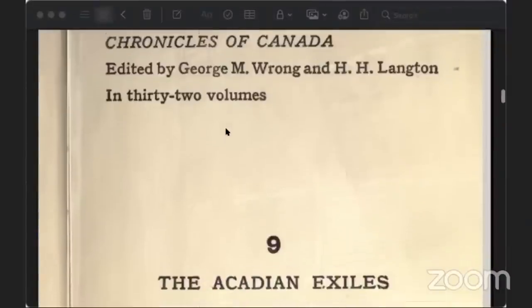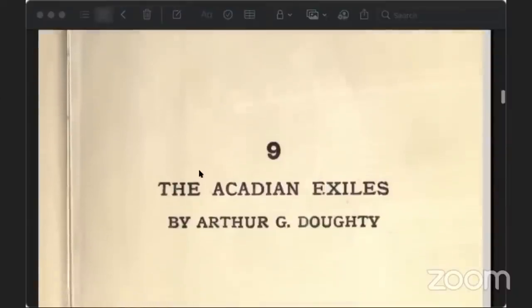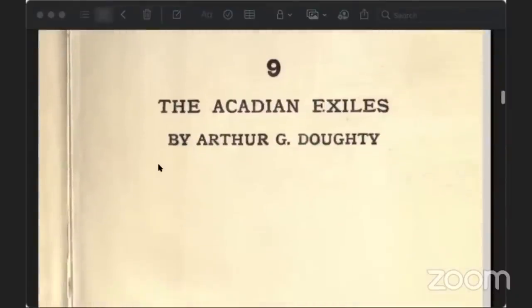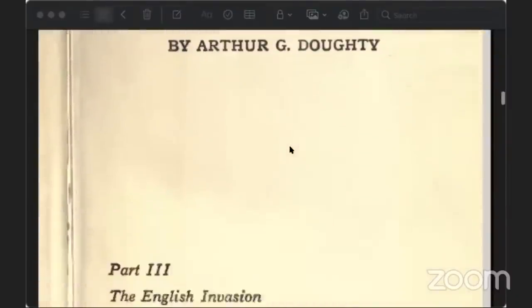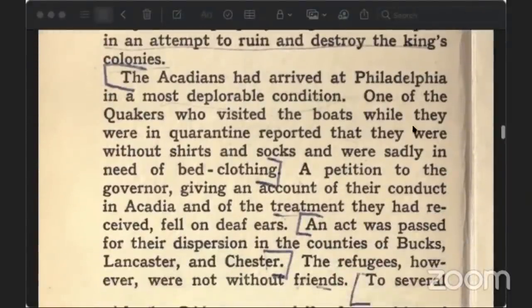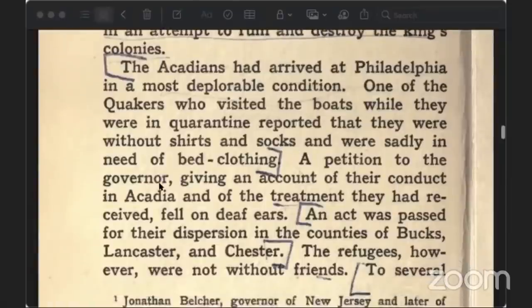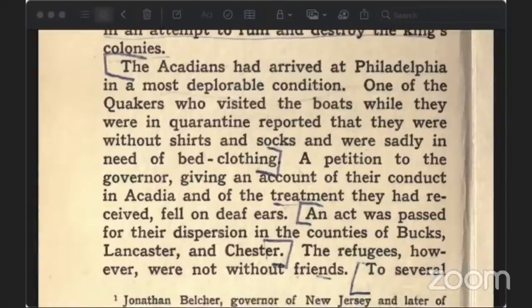Chronicles of Canada, edited by George M. Wrong and H.H. Langton in 32 volumes. The Acadian Exiles by Arthur G. Doughty. The Acadians had arrived at Philadelphia in a most deplorable condition. One of the Quakers who visited the boats while they were in quarantine reported that they were without shirts and socks and were sadly in need of bedclothes. And a petition to the governor giving an account of their conduct in Acadia and of the treatment they had received fell on deaf ears.